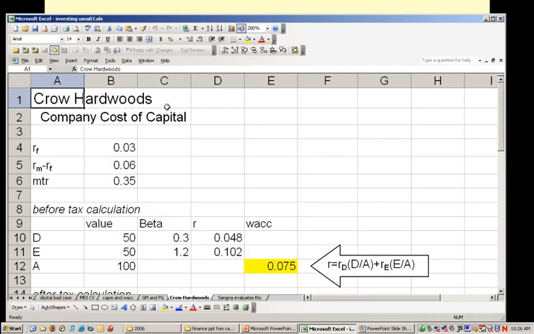We're back to our Excel file, and this sheet is entitled Crow Hardwoods. We want to calculate the company cost of capital. The risk-free rate is 3%, the market risk premium is 6%. The financial structure for Crow is 50% debt and 50% equity. Crow's debt costs 4.8%, or has an interest rate of 4.8%. And Crow's equity carries a beta of 1.2.